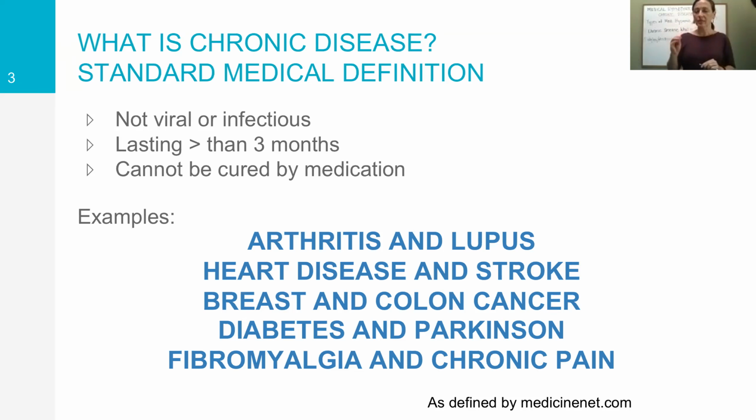Chronic disease cannot be cured by medication. I wrote here some examples of chronic diseases: all the autoimmune diseases, arthritis, Hashimoto's, lupus, MS, heart disease, major, I think it's number one cause of death, stroke. All the cancers are within the realm of chronic disease. Diabetes, Parkinson, all the chronic pains like fibromyalgia, back pains, all of this is within the realm of chronic disease.